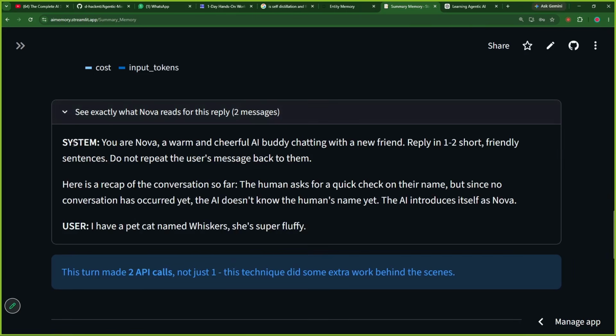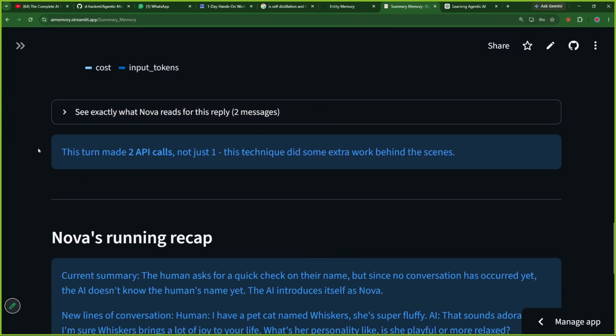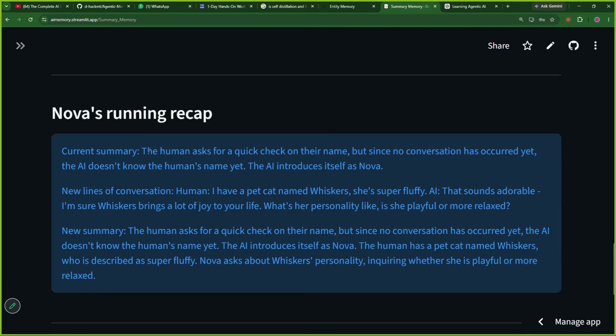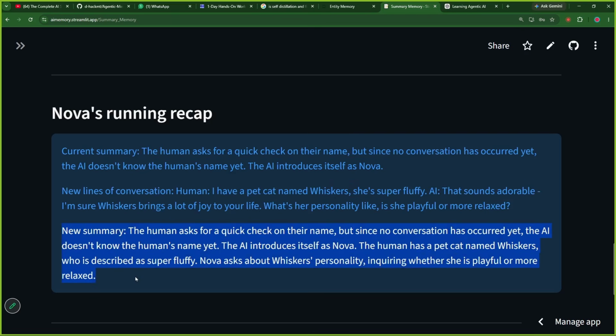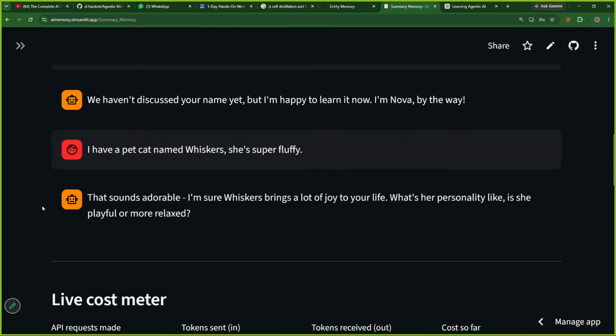Here is the system message, and here is the recap of the conversation so far. The human asks for a quick check of their name, but since no conversation has occurred, the AI doesn't know the human's name. The AI introduces itself as Noah. See what is happening internally: current summary, new lines of conversation, and new summary. So for every new message, a summary will be generated.